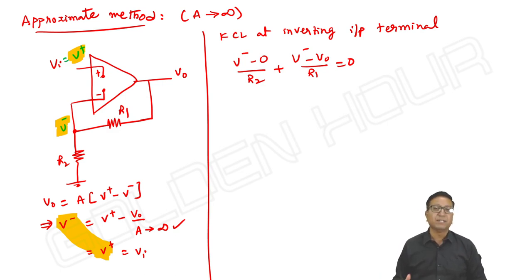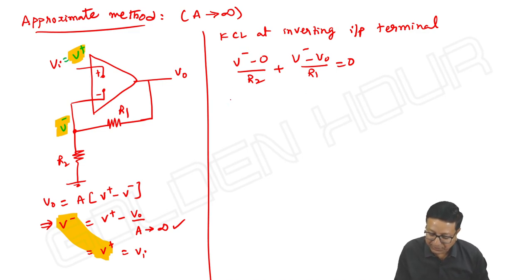For every problem, you can have a number of methods. You can use KVL, KCL, etc. But as far as op amps are concerned, it is always better to go with nodal analysis rather than mesh analysis, nothing else. Most of the problems, 99% I can say, you can solve by taking nodal analysis.